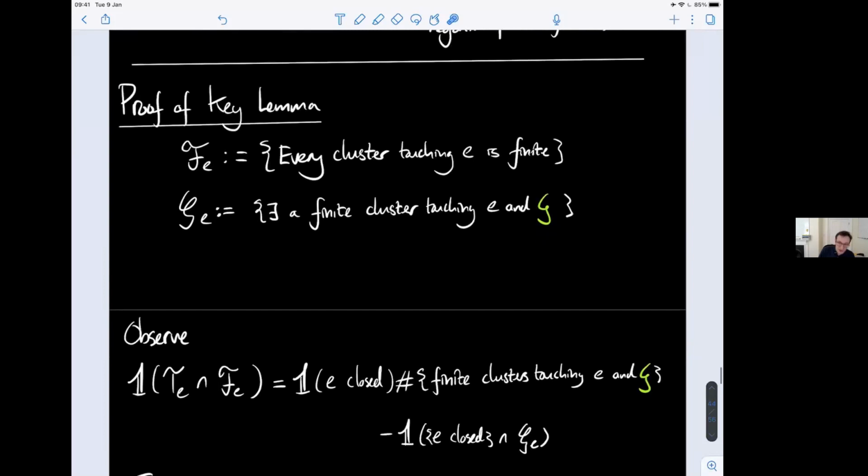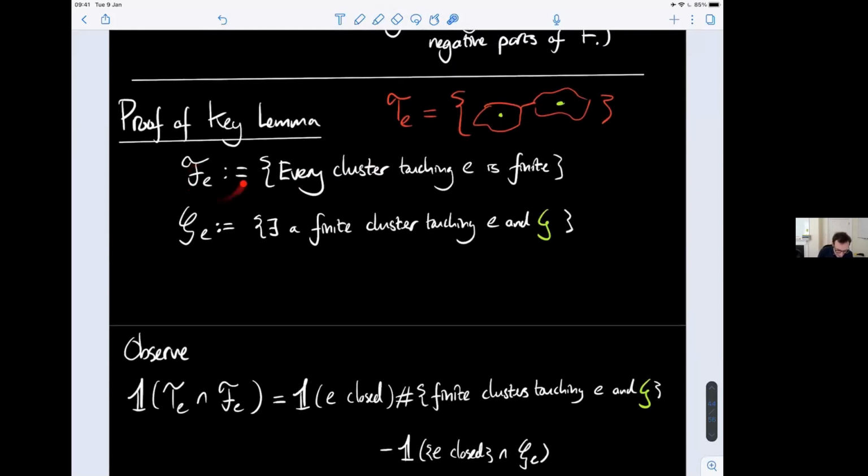Okay, so let's now try to prove this key lemma. Remember, we're looking at this event TE, which is the event that at least one of these two clusters is finite, and they both touch a ghost. It's going to be useful to introduce a couple more events, so we'll define FE to be the event that every cluster touching E is finite, and GE to be the event that there exists a finite cluster touching both E and the ghost.